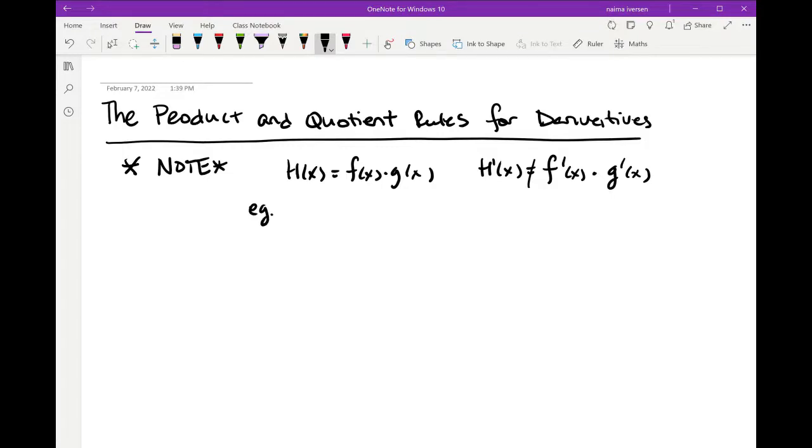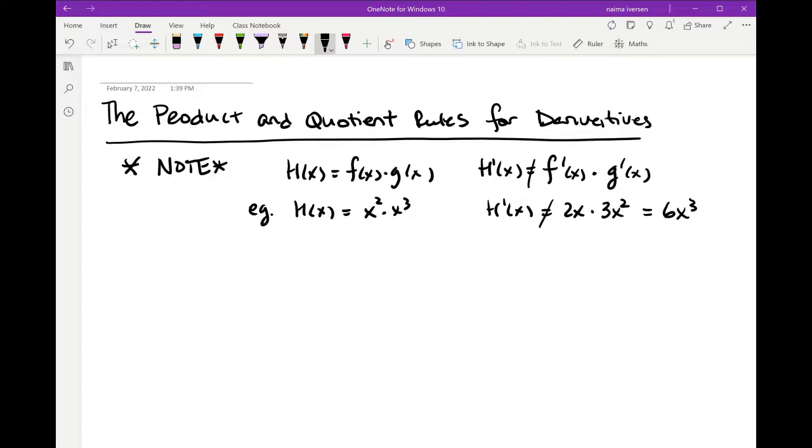For example, if I had h of x to be something like x squared times x cubed, I can't say that h prime of x would equal 2x, which is the derivative of x squared, bring the power down, reduce the power by 1, times the derivative of x cubed, which is 3x squared, bring the power down, reduce the power by 1, and what I would get there is 6x cubed.